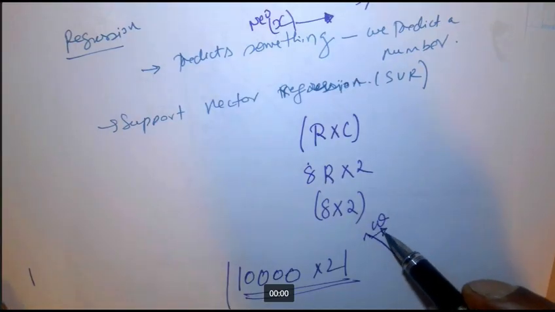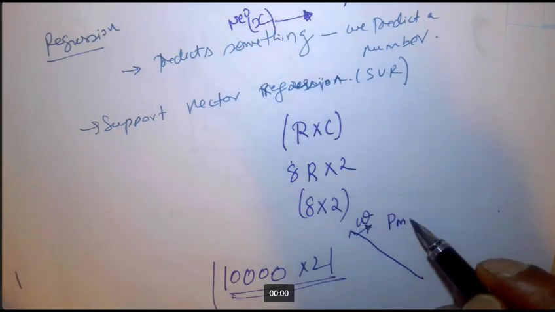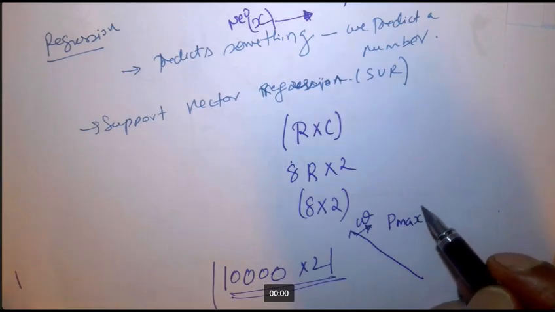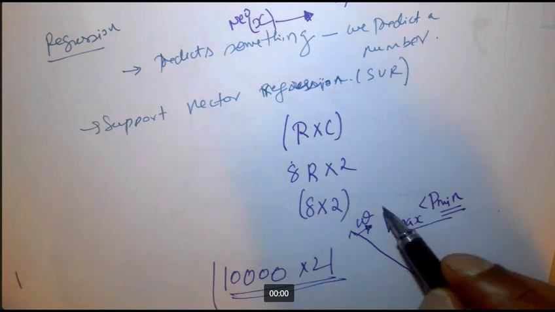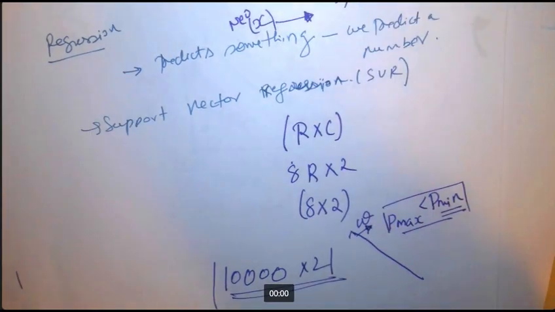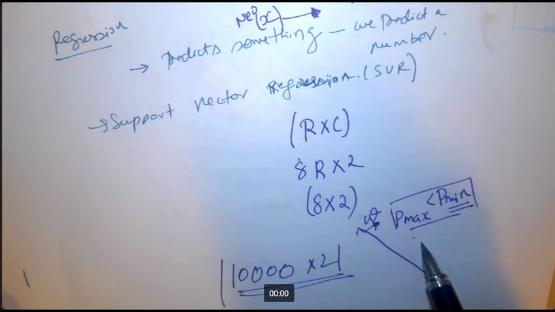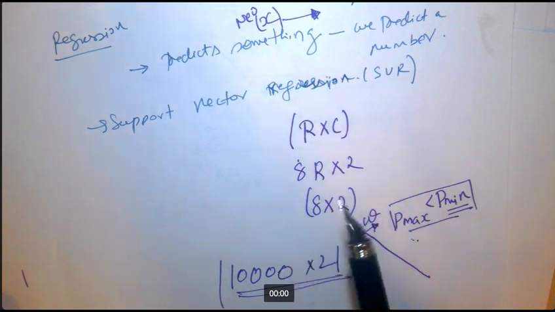If this gap doesn't exist, as I mentioned somewhere earlier, P max should be less than P minimum. If this condition never holds, then we cannot use support vector machines. But if this condition holds true, then obviously we can use this type of algorithm.